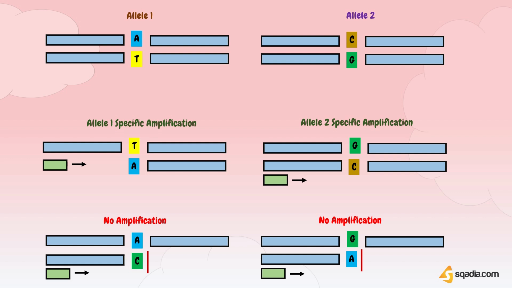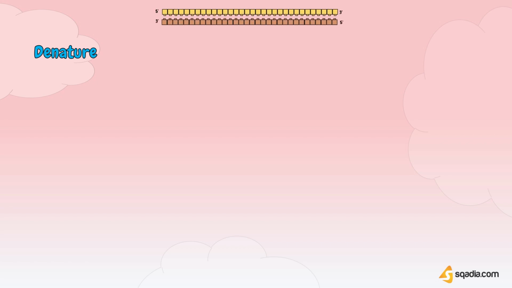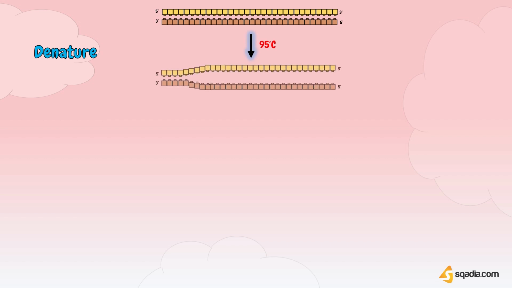So, before ending our video on deoxyribonucleic acid amplification through polymerase chain reaction, let's revise main steps involved in polymerase chain reaction. So, the first step is denaturing deoxyribonucleic acid into separate strands. The sample is heated to approximately 95 degrees Celsius for 1 minute to separate the deoxyribonucleic acid into single strands.